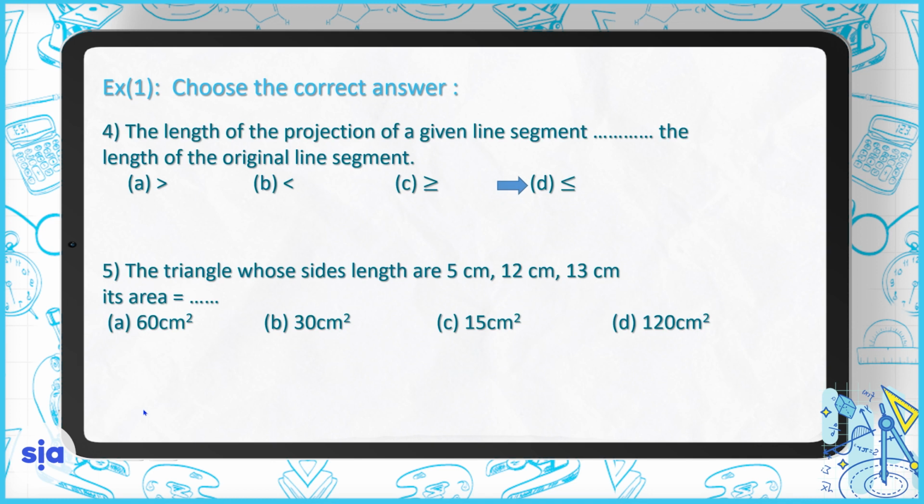Question 5. The triangle whose sides are 5, 12, 13 has what area? If you check this triangle, you will see that 13 squared is equal to 5 squared plus 12 squared. So this triangle is a right triangle. So the area is half times base times height, and in this triangle the base and the height are the two smaller sides. So it's half times 5 times 12. The answer is 30 centimeters squared.